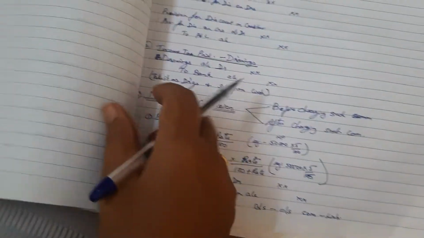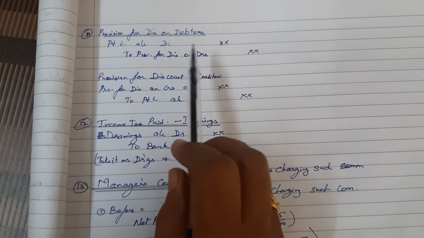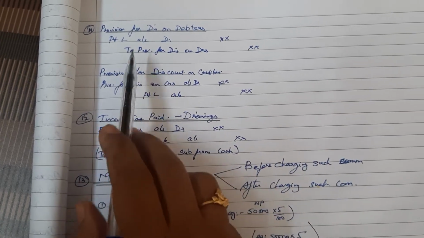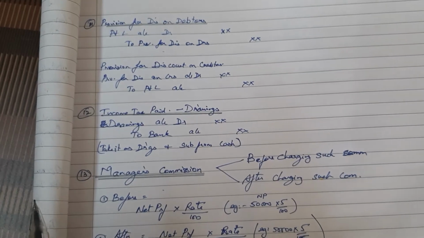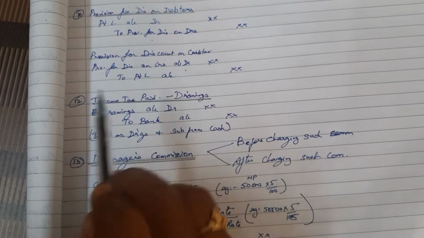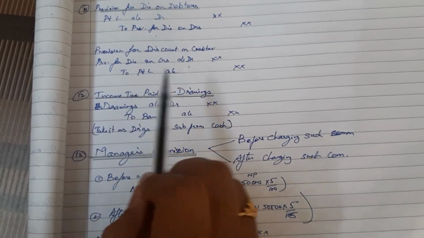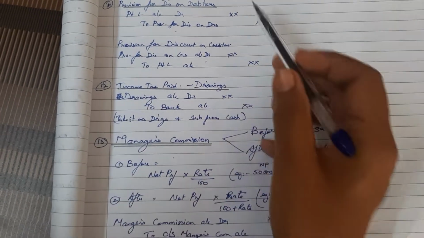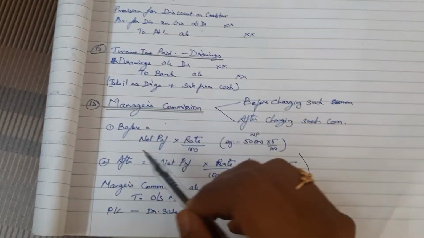Okay, next moving on to provision for discount on debtors. So for provision for discount on debtors, the journal entry will be P&L account debit to provision for discount on debtors, and for provision for discount on creditors, you will write the journal entry as provision for discount on creditors to P&L account. Okay, the reverse of this entry. Okay, then this is not mostly asked.